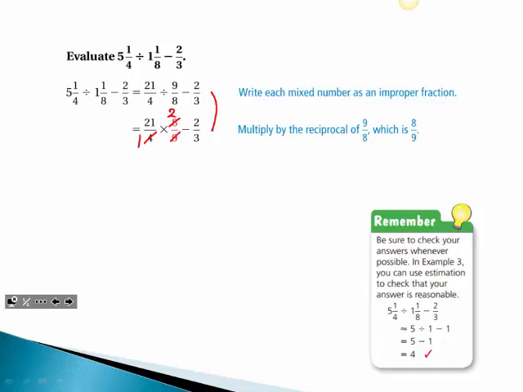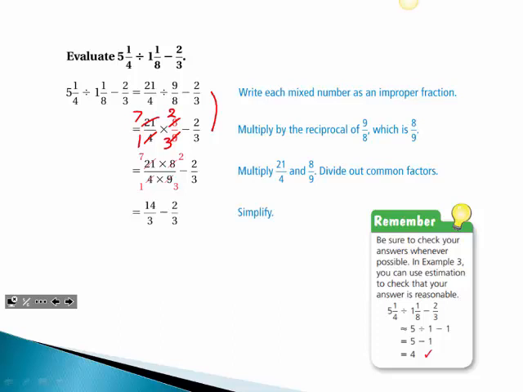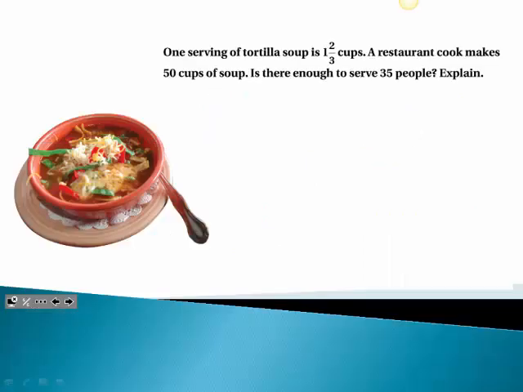We can simplify the 9 and 21 by 3, so it becomes 3 and 7. So we end up getting 7 times 2, which is 14, and 1 times 3, which is 3. So 14/3 minus 2/3. Hey, look, we have common denominators already, so we can just subtract and get 12/3, which is 4. So the answer was 4.